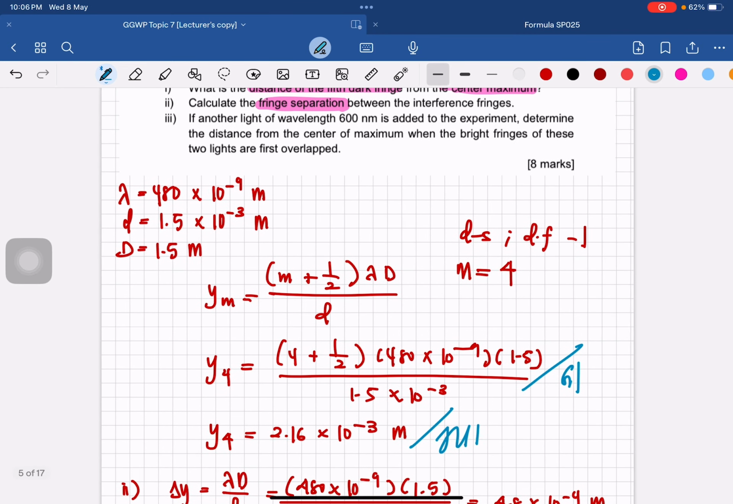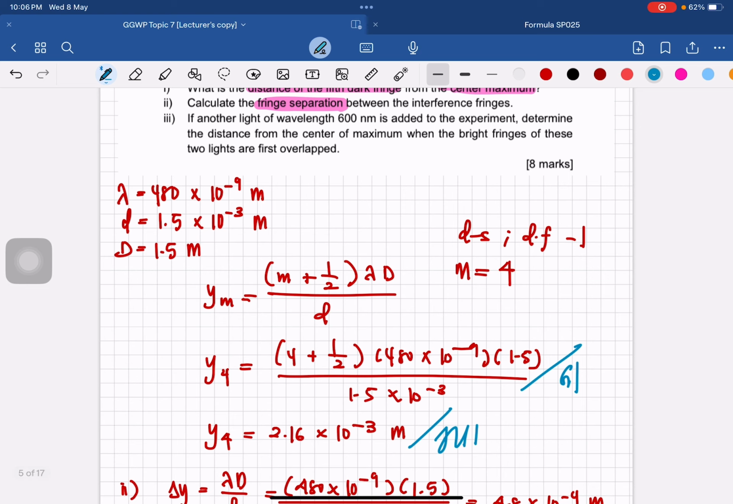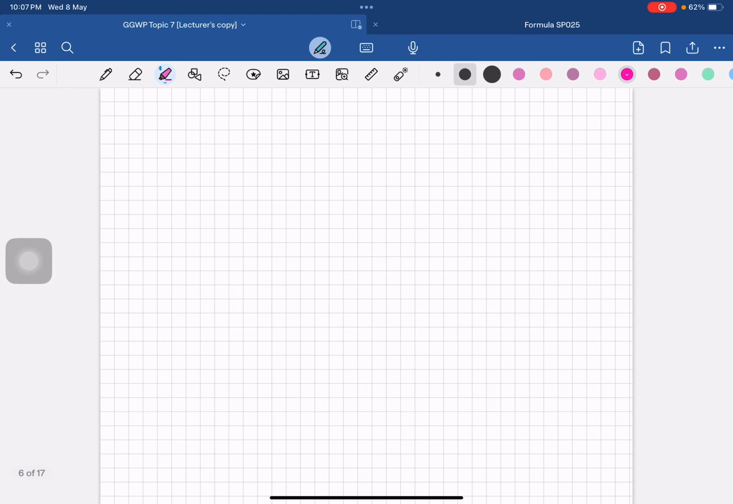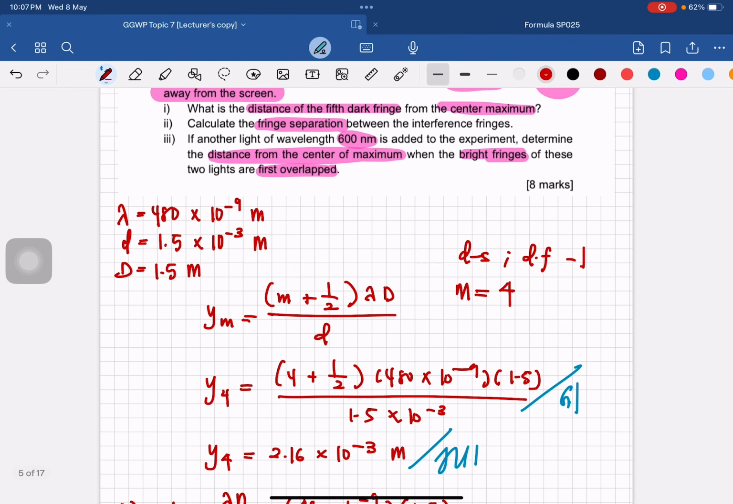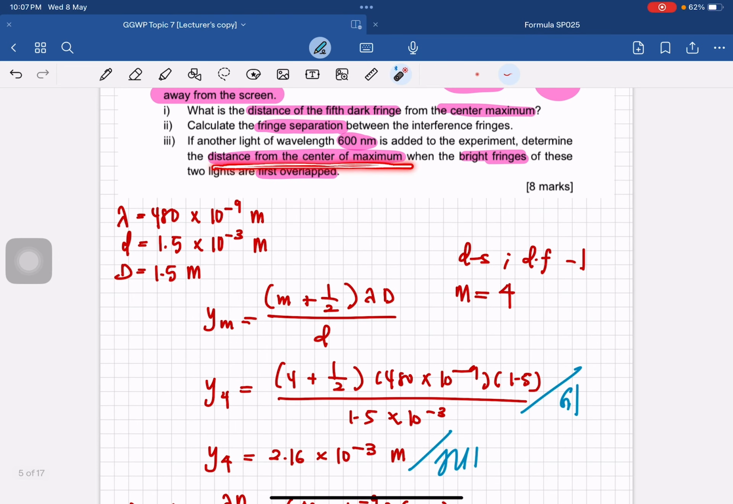For question Roman 3 pula, sekarang ni ada satu lagi cahaya. So this light ni wavelength dia 600 nanometer. So it is added to the experiment. So sekarang we have to determine the distance dari center of maximum when the bright fringe overlap. Okay, first overlap. So basically every time a question mention dorang ni overlap, dia akan ada something yang equal. Something tu adalah for this case dia bagi tahu distance dari center of maximum dia tu equal. So bright fringe and then they equal.